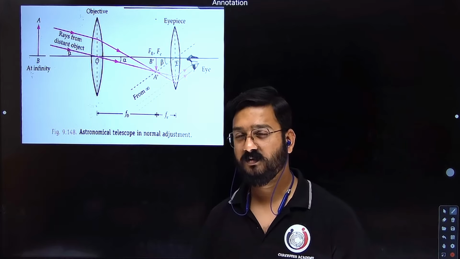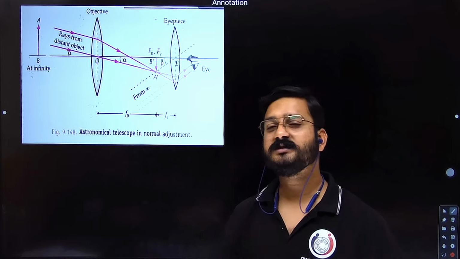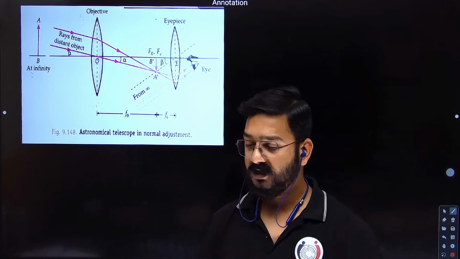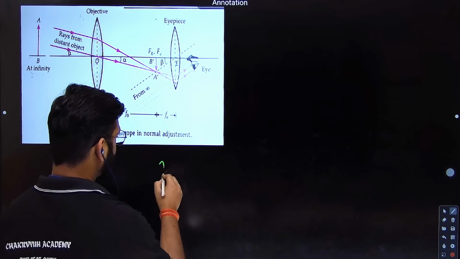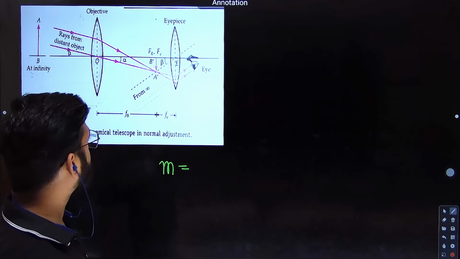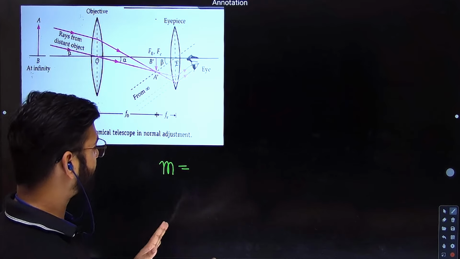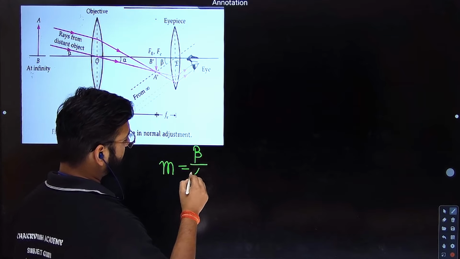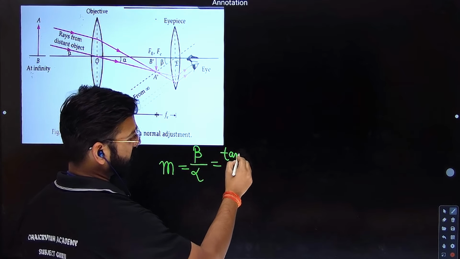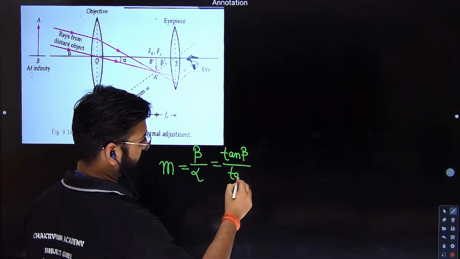Normal adjustment. What is the meaning of normal adjustment? Means the image is formed at infinity. No, very simple. If the image is formed at infinity, right? So how will you modify the expression for magnifying power? Basic definition remains same. Beta by alpha. Since angle is small, tan beta by tan alpha.